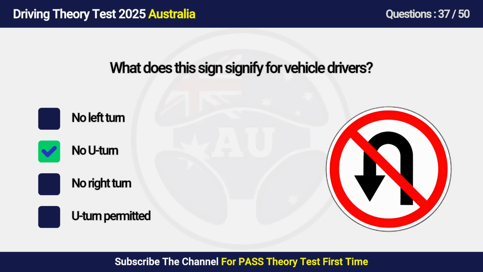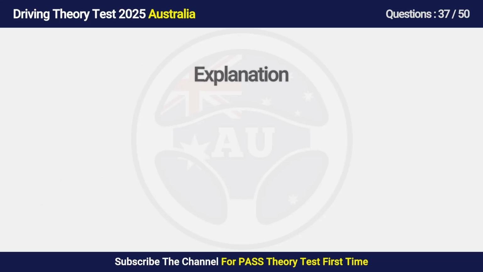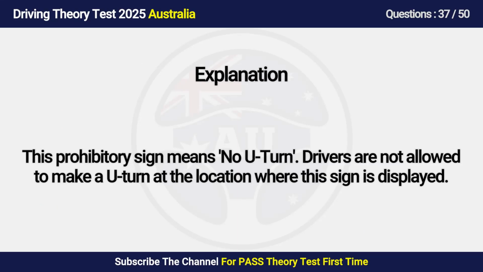Answers is B. No U-turn. This prohibitory sign means no U-turn. Drivers are not allowed to make a U-turn at the location where this sign is displayed.